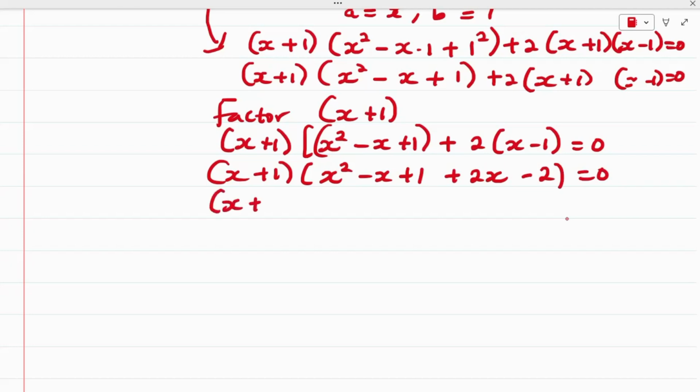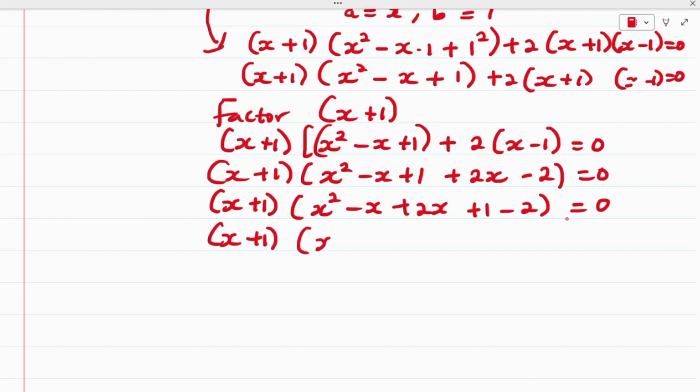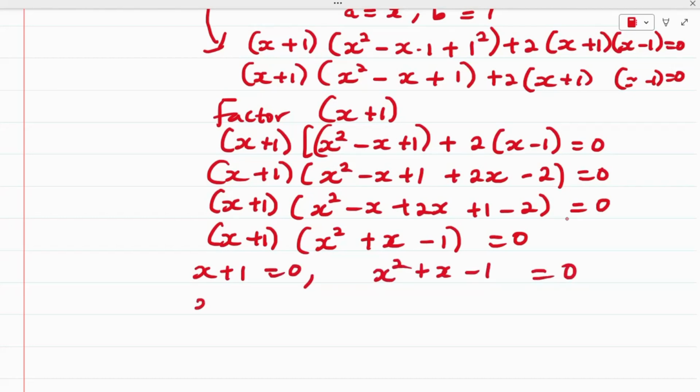So we have x plus 1 into x squared minus x plus 2x plus 1 minus 2. If you simply collect like terms, and this is equal to 0, we have x plus 1 multiply x squared, minus x plus x is going to give us plus x, plus 1 minus 2 is going to give us minus 1, and this is equal to 0. So from here we have x plus 1 is equal to 0, and we have x squared plus x minus 1 is equal to 0. x is equal to 0 minus 1, and x is equal to minus 1.